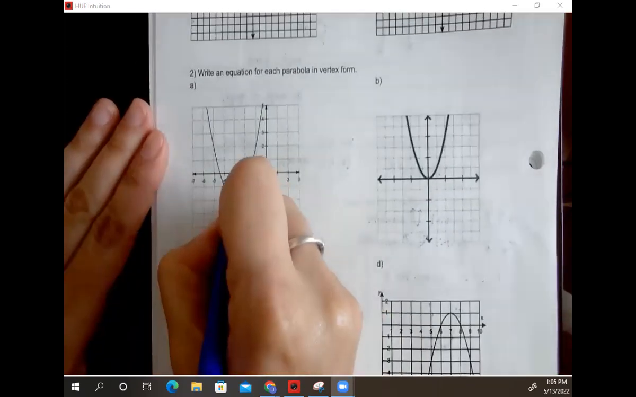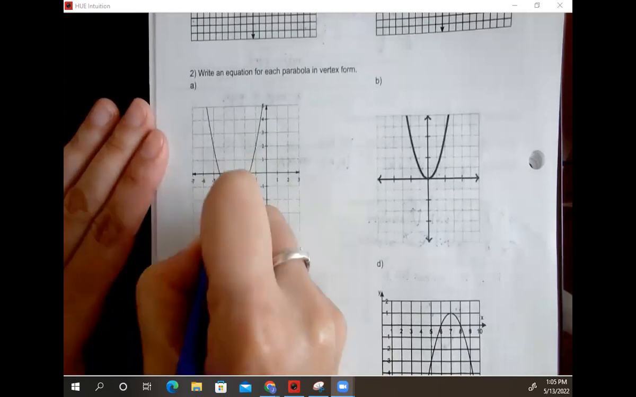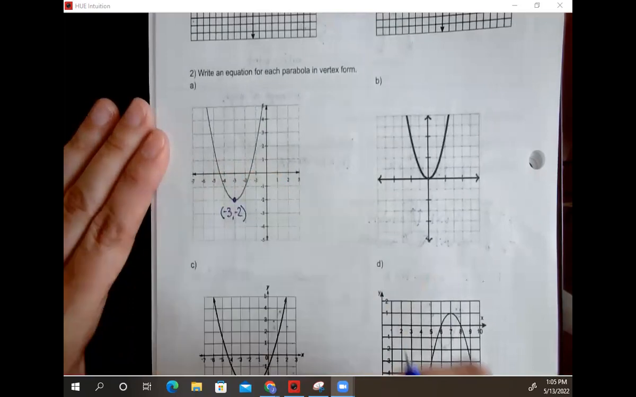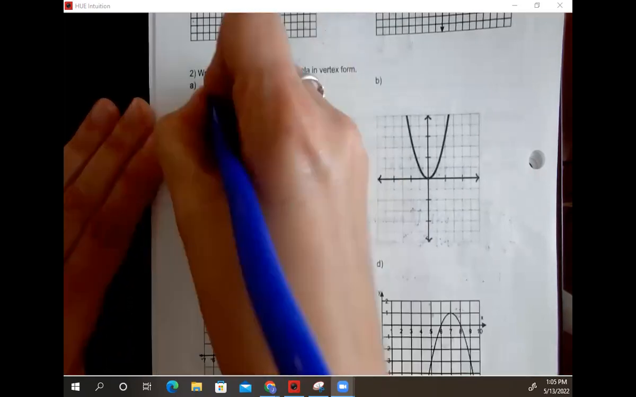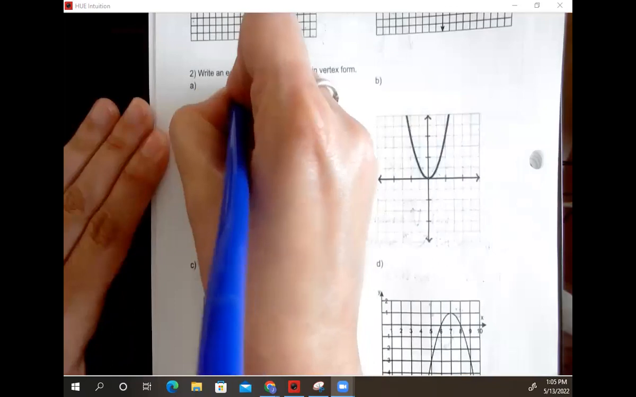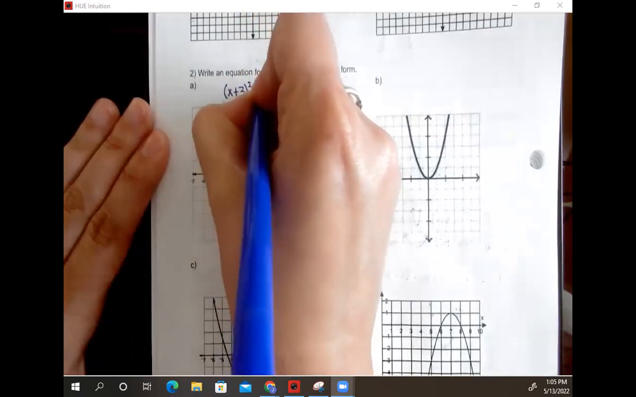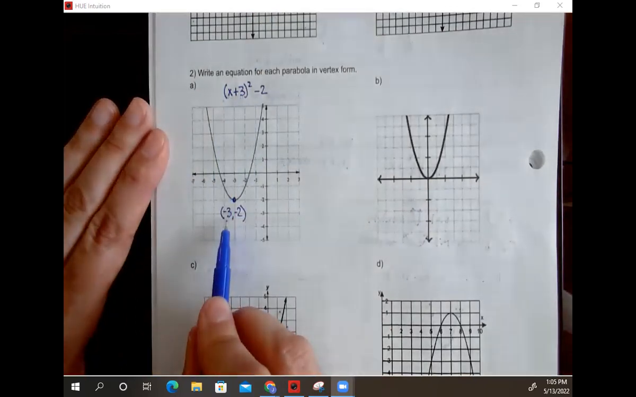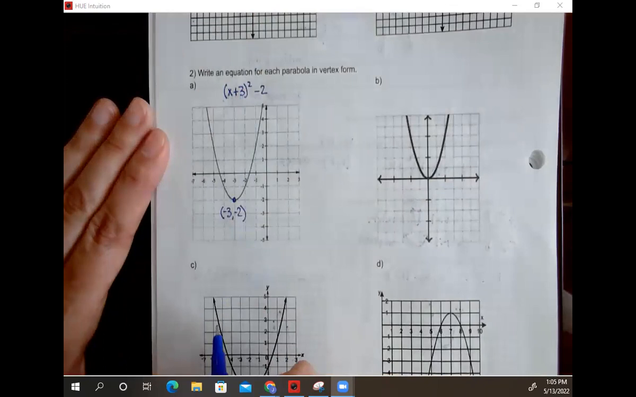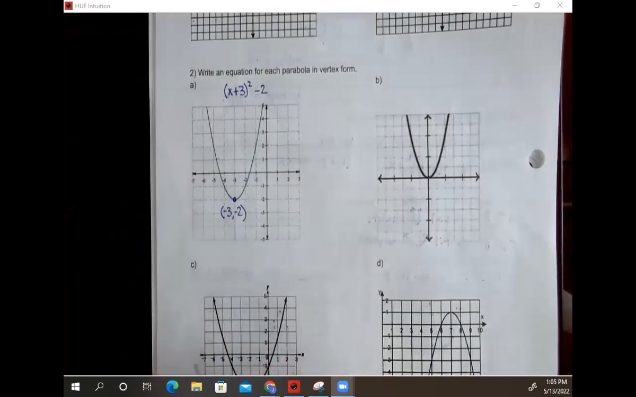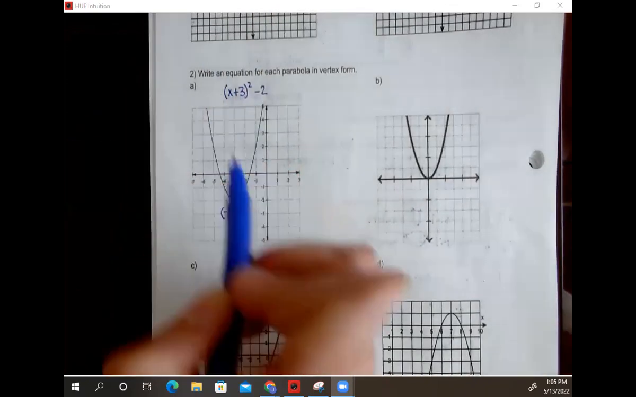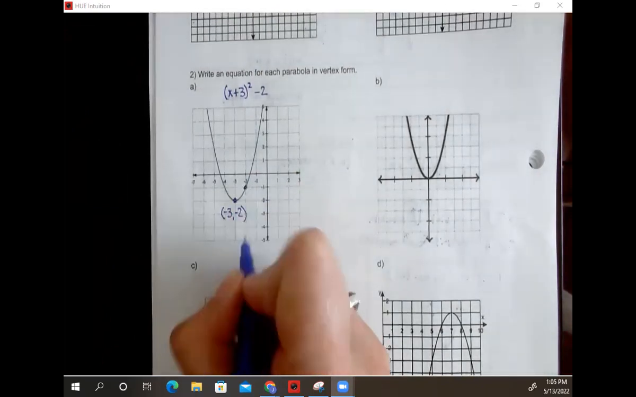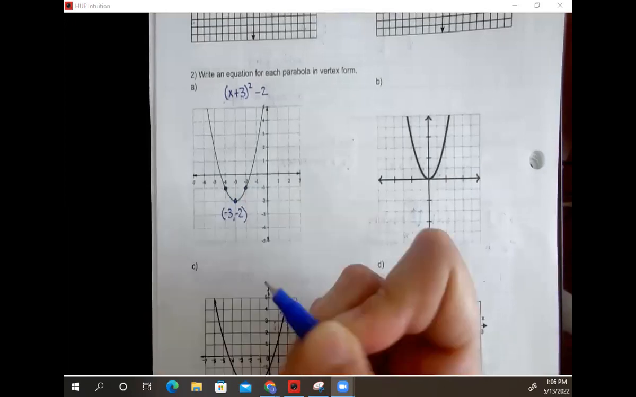Okay. So my vertex for 2A is at -3, -2. So I know if I plot this into vertex form, I would have x plus 3 squared minus 2. Remember, what I see in parentheses with x is the opposite sign from the point on my graph. And then I need to look at the shape of my graph to determine what that lead coefficient should be. So from the vertex to the next nice point, I go out 1 and up 1, and I do the same thing on both sides.